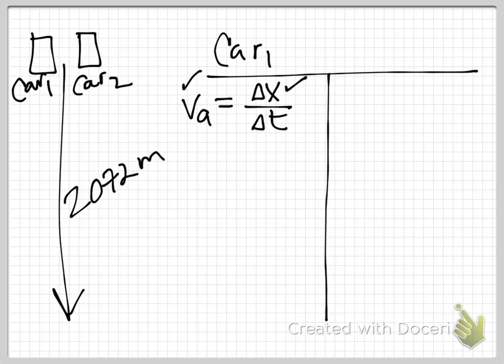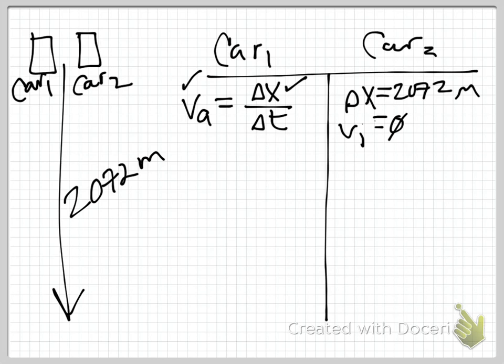So for car 2, we have delta x. We have VI, because that's 0. It's starting from rest. That's 272 meters. Do we have delta t? We don't, but we do. Because we can figure out how long it's going to take that first car to get down the shaft.